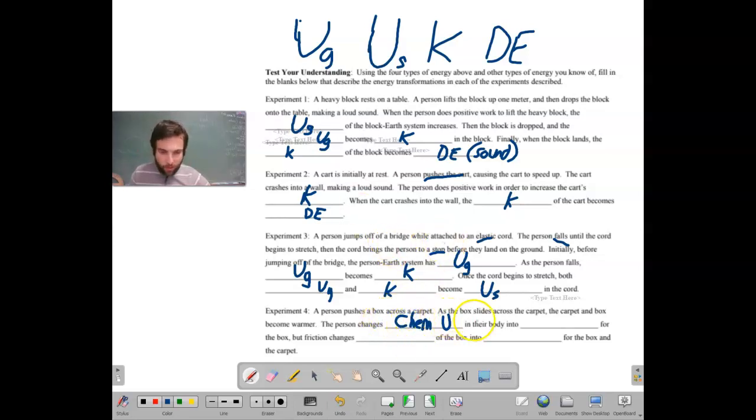A person changes chemical potential energy in their body into kinetic energy for the box, but friction is going to change kinetic energy of the box into dissipated energy. In this case, thermal for the box and the carpet.